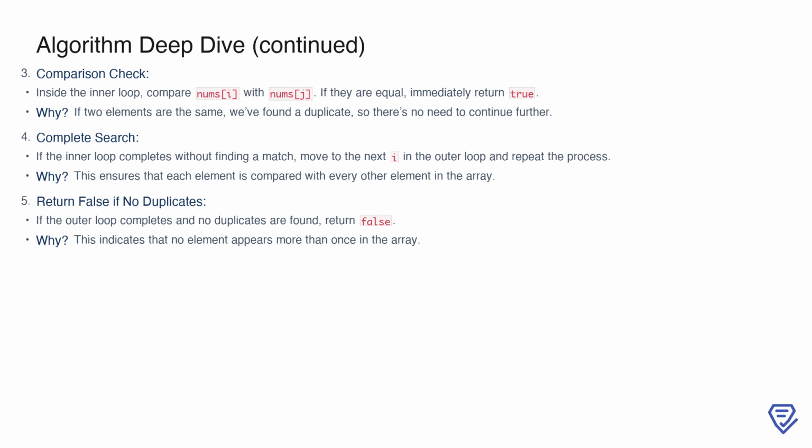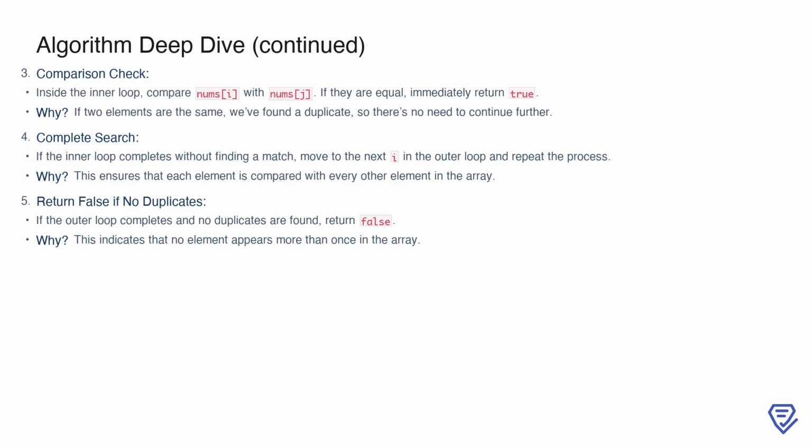If the inner loop completes without finding a duplicate, the algorithm moves to the next iteration of the outer loop, selecting the next element in the array for comparison. This ensures that every element is thoroughly checked against all others. Finally, if both loops complete and no duplicates are found, the algorithm returns false. This result indicates that all elements in the array are distinct.